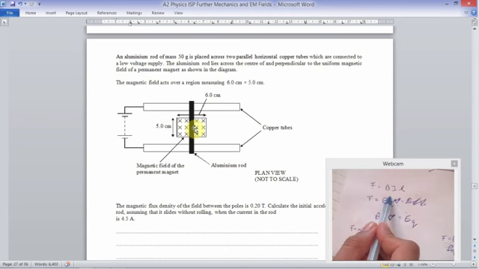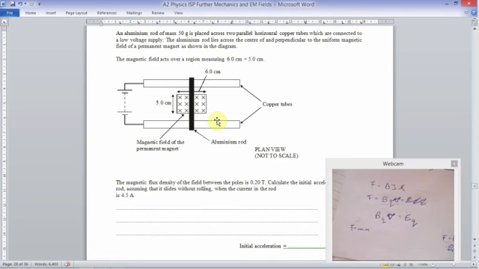So we've got our B, 0.2. Have we got our I? Yes, we have, 4.5. Have we got our L? Well, it's going to be rolling in this direction. So it's the length of the tube that we want. So it's 5 times 10 to the minus 2. You need to multiply those three things, and you end up with 4.5 times 10 to the minus 2.